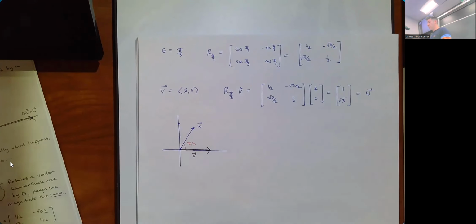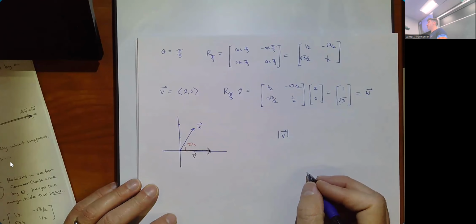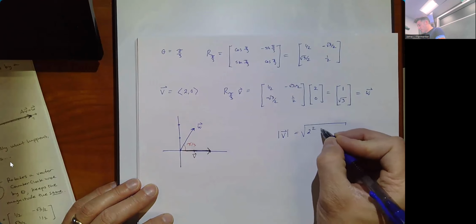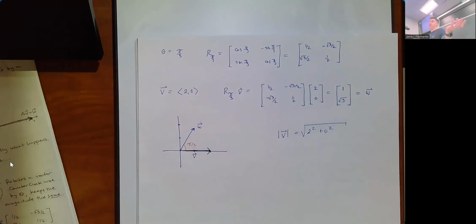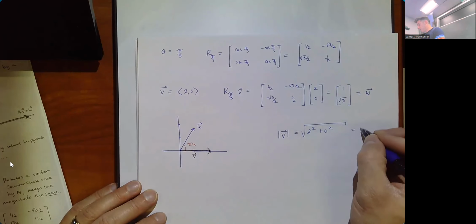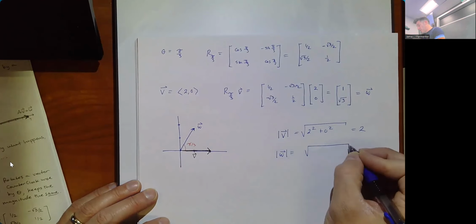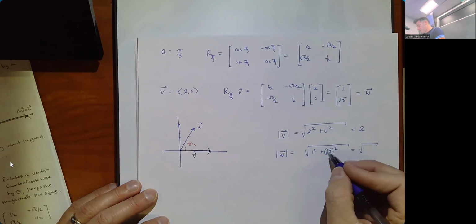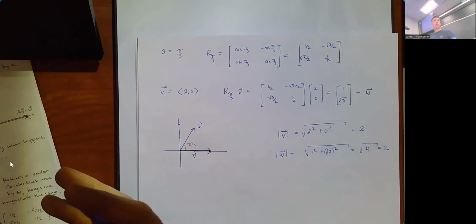So let me just say real quick here. The magnitude of V, the way you find the length of a vector, is you take the square root of the sum of the squares of the components. It's really just the Pythagorean theorem, right? You're finding the length of the hypotenuse. That's going to be the square root of 4, which is 2. And notably, the magnitude of W, or the length of W, is the square root of 1 squared plus the square root of 3 squared, which is the square root of 1 plus 3, which is also 2. Oh, those vectors have the same length. They have the same magnitude.